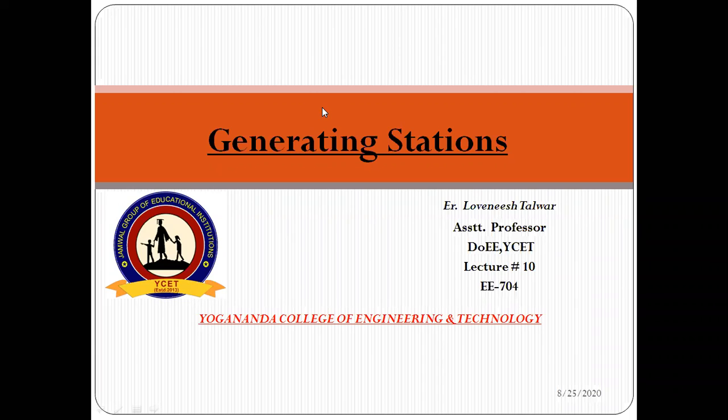And we also have a gas power plant, where we use gas or some other fuel for generation of steam, and when this steam strikes the turbine, which is coupled with the alternator, electricity will be generated. So this is all about the generating stations.